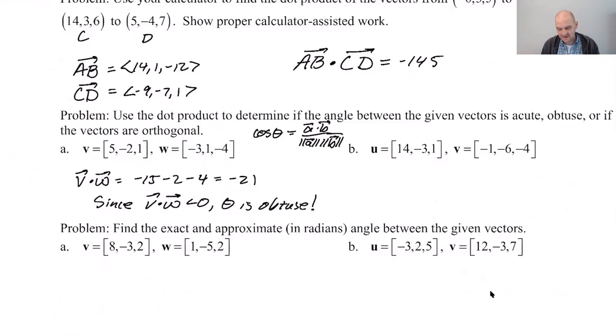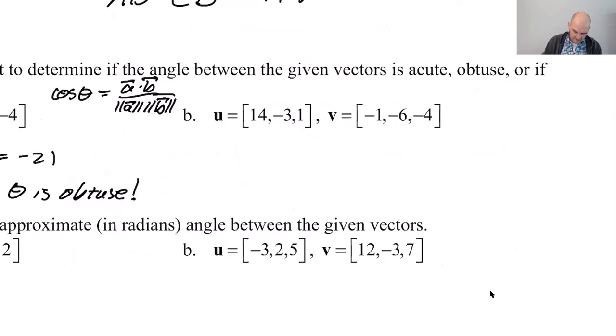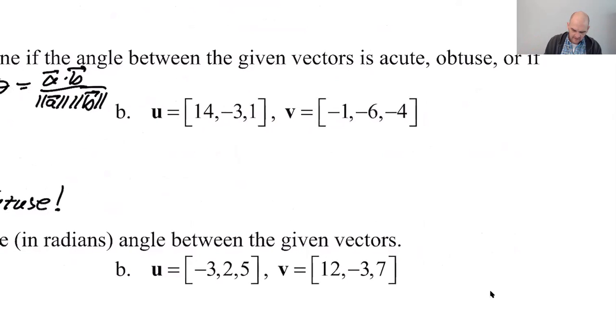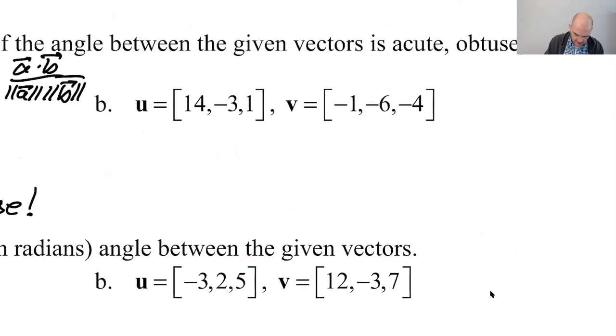If the dot product is negative, you're doing the inverse cosine of a negative, which puts you in quadrant 2, because inverse cosine comes from quadrant 1 or quadrant 2. So knowing the sign of the dot product basically tells you the nature of the angle. Is it acute, obtuse, or are the vectors orthogonal, which is kind of the neatest result that we can get.